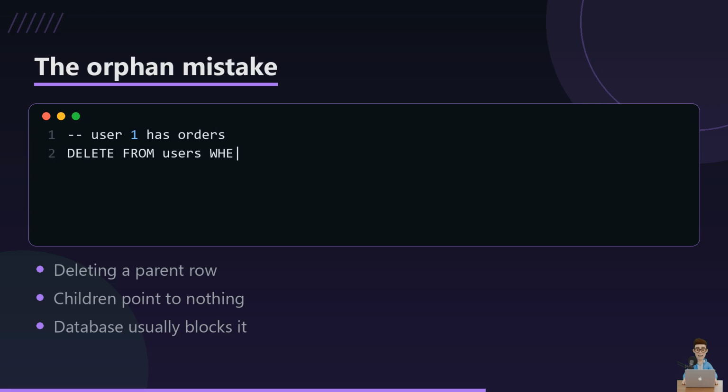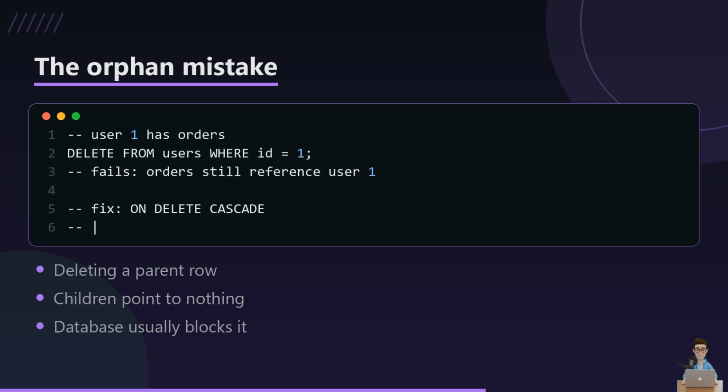Here's a classic trap I've fallen into. Early on I tried to delete a user who still had orders attached, and I got a wall of errors I didn't understand. Turns out the foreign key was protecting me. Those orders would have become orphans pointing at a user who no longer existed. You either delete the orders first or set up on-delete cascade to clean them up automatically. In short, you can't delete a parent while its children still cling to it.